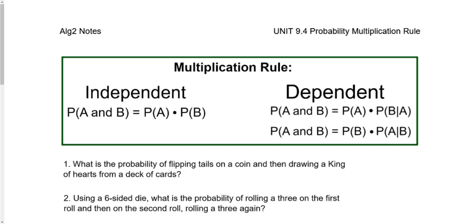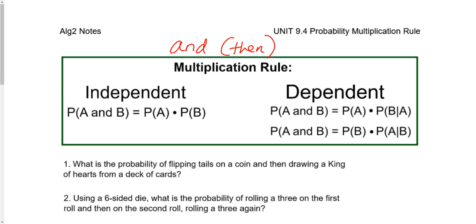So now we're going to get into the formulas. And the key words for this one, and or and then. So what's the probability of picking a king and then picking an ace? So it's basically two events in sequence, so in order. So all you have to do is multiply the probabilities together.